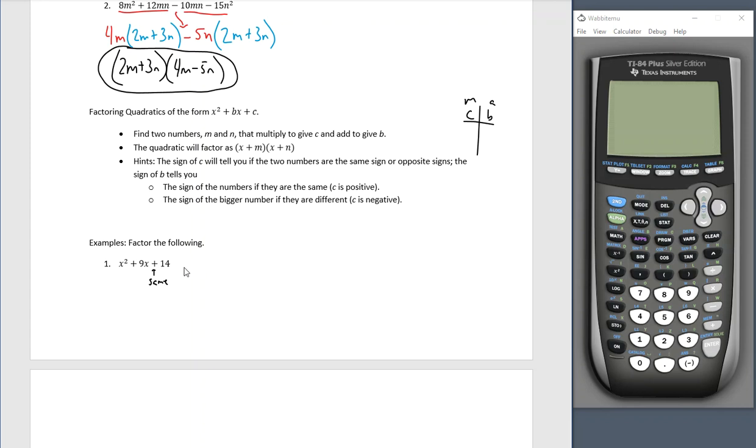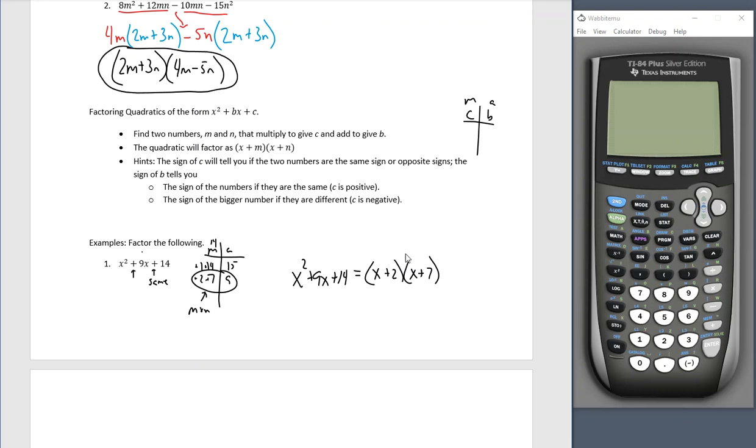All right, so 14. So I want to multiply to be 14. So that's 1 and 14. That's 2 and 7, and that's it. And then this one tells me, since they're the same, they have to both be positive. And I want to add to be 9. 1 and 14 add to be 15. 2 and 7 add to be 9. So I have found my two numbers, m and n. And so I know x squared plus 9x plus 14 factors as x plus 2 times x plus 7.